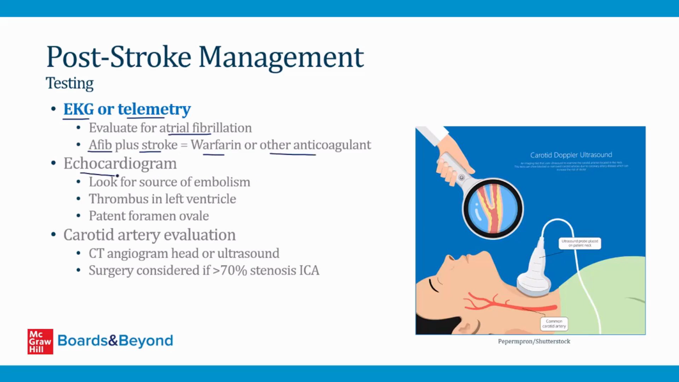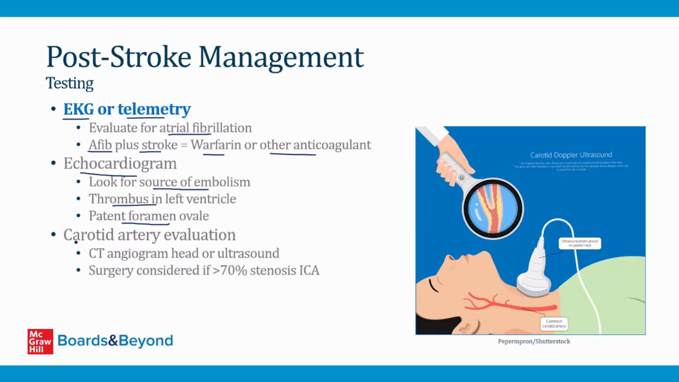An echocardiogram is also often done in patients who've had a stroke. The idea here is to look for the so-called source of embolism. So some patients have a thrombus in their left ventricle. This can be a source of an embolus to the brain that causes an ischemic stroke. You can also sometimes identify a patent foramen ovale, which I talk about in videos in the cardiology section, but this is basically a hole connecting the left and right atrium, and sometimes a clot in the leg can travel through one of these holes and cause an ischemic stroke.